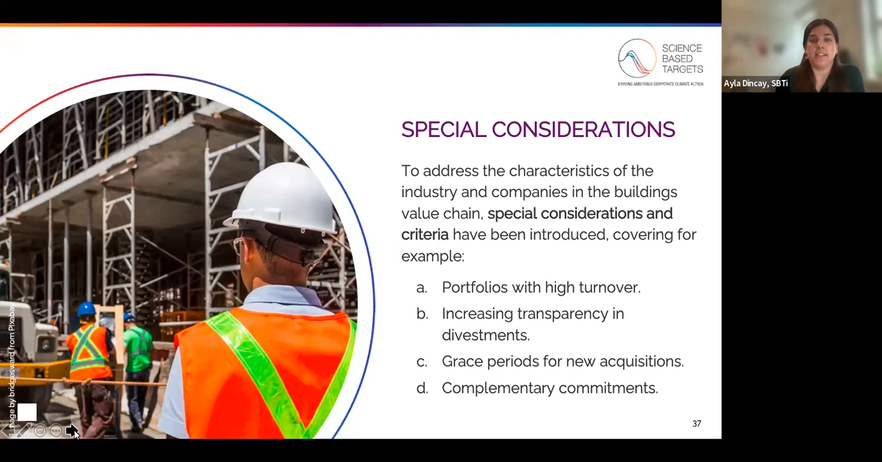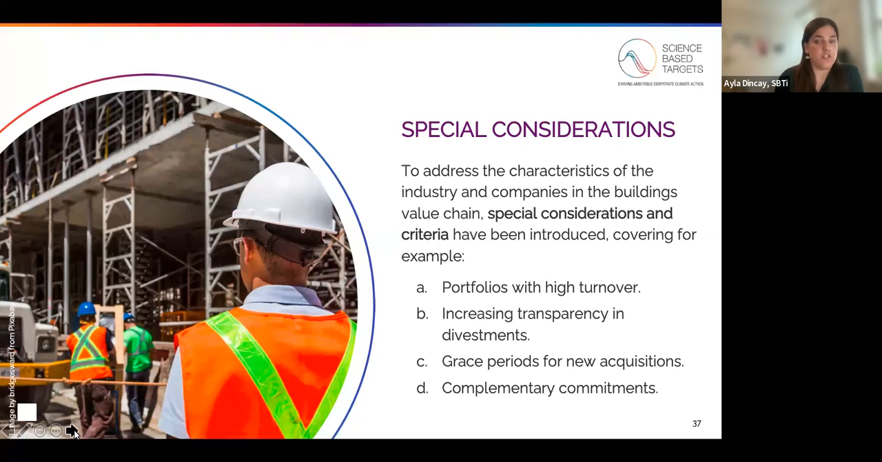We have also introduced several special considerations to address challenges identified in the industry. Some examples of addressed issues are reporting requirements and special conditions for building portfolios with high turnover, grace periods to allow decarbonization measures to be implemented when a low-performing asset is acquired, a reporting metric to mitigate the risk of misinterpreting divestments as emissions reductions, and 3 complementary criteria or commitment to ensure sufficient reductions.